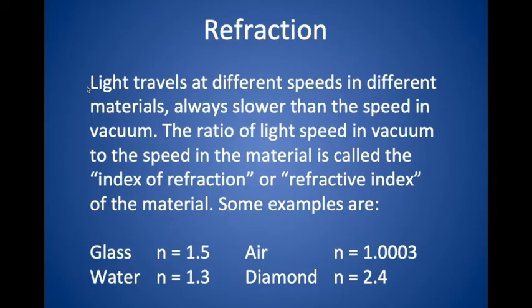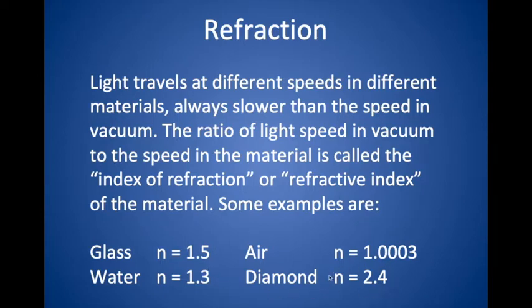So in different materials, the light will travel at different speeds, always slower than the speed in vacuum. And the ratio of the light speed in vacuum to the speed in the material is called the index of refraction, or refractive index. Okay, and here's just a few examples. Glass, air. Typically things are between 1 and 2 for most materials.